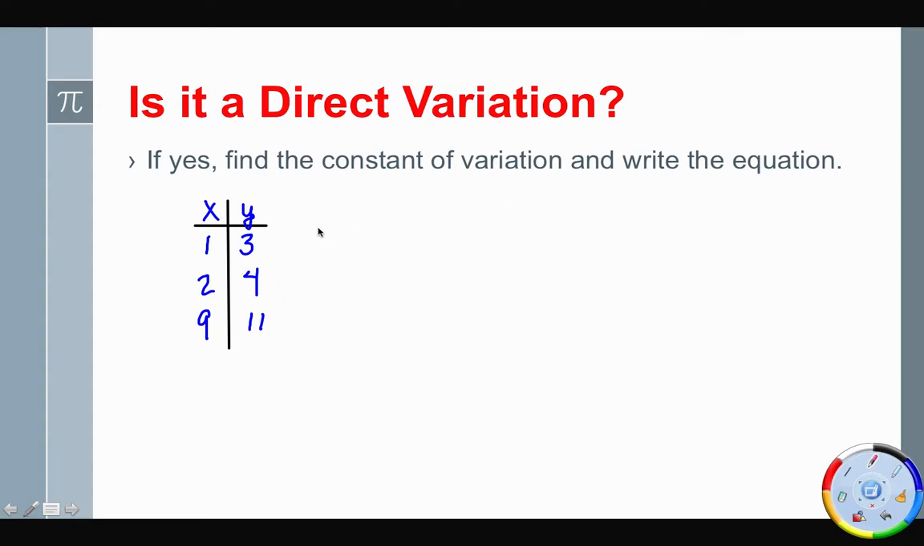direct variation because when I do those y divided by x's, I get 3 over 1, which is 3, 4 over 2, which is 2, and 11 over 9, which is just 11 over 9, and I don't want to figure out what that is as a decimal. Those are all different values, so this is not a direct variation.